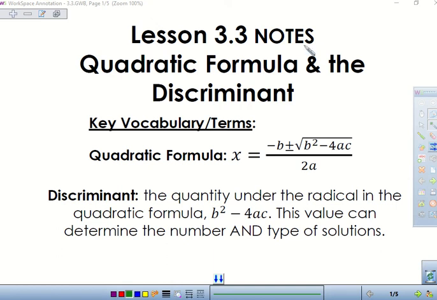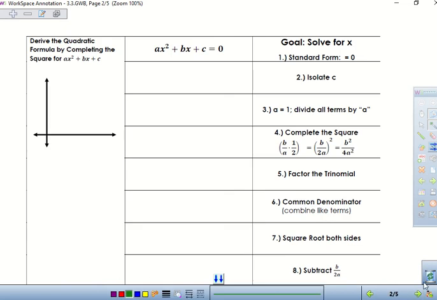Alright, so now I'm going to show you how the quadratic formula actually came about, why it works. So the quadratic formula works because we take the standard form of a quadratic, ax squared plus bx plus c, and we rearrange it in such a way that gets you the quadratic formula. Now to do this, we have to solve for x.